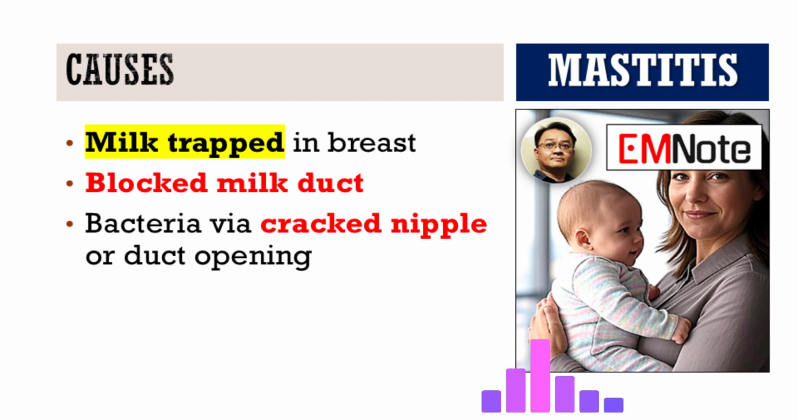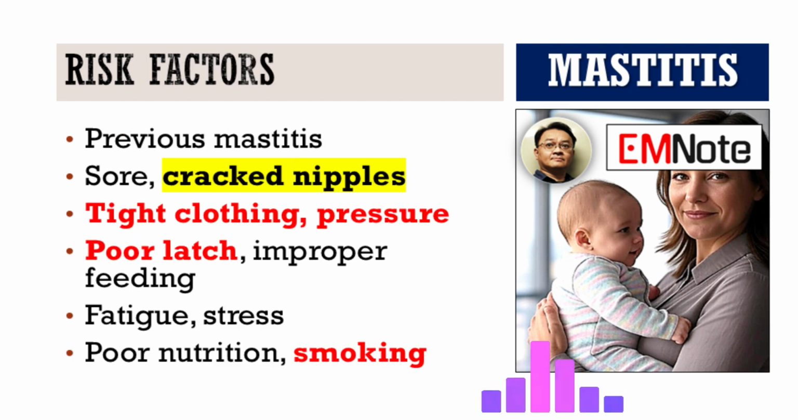They often enter through maybe small cracks or fissures in the nipple or even through the milk duct openings themselves. What kind of bacteria are we usually talking about? Often common skin bacteria like Staphylococcus aureus. It takes advantage of that environment. Makes sense. So beyond those direct causes, what makes someone more likely to get mastitis? What are the risk factors?